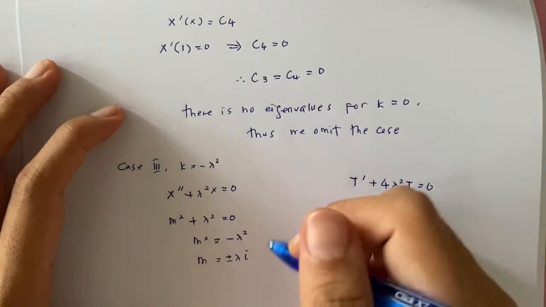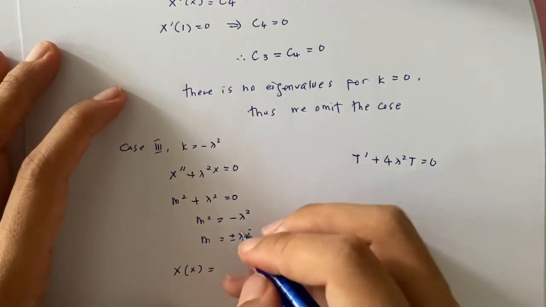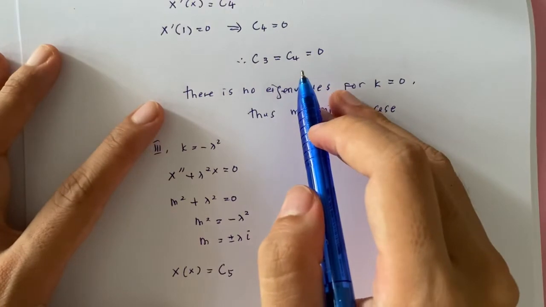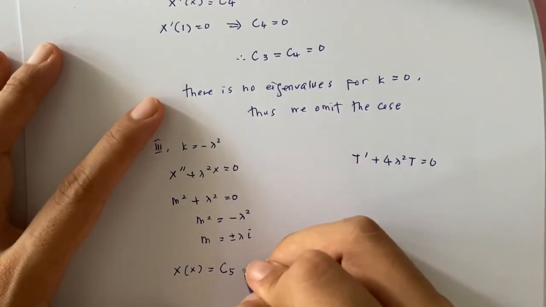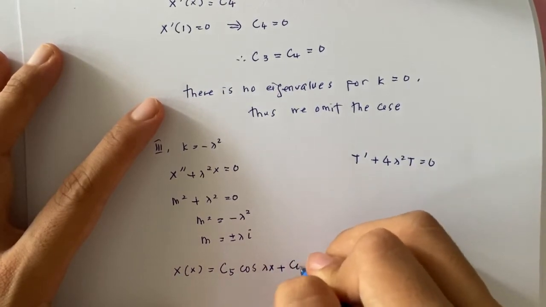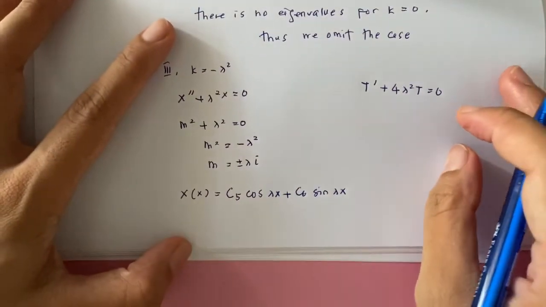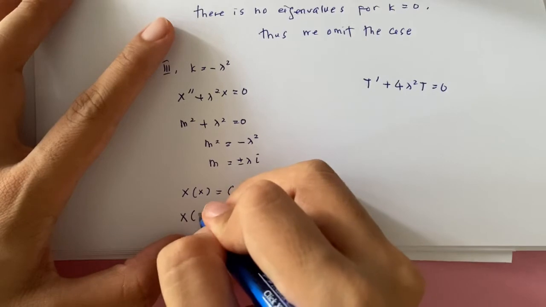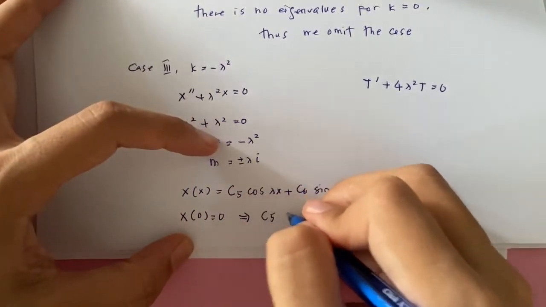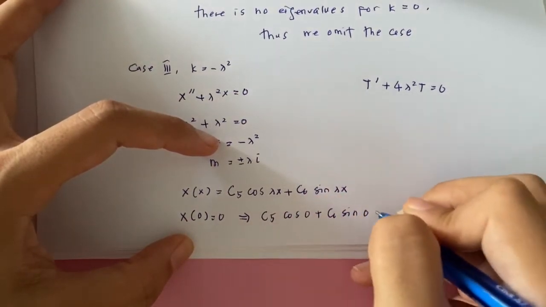Okay, with complex conjugate roots, your x becomes, since a is 0, so you just have c5. We stopped here at c4, so we continue with c5. x equals c5 cos λx plus c6 sin λx. Substitute the first boundary condition, x(0) equal to 0. Then you have c5 cos 0 plus c6 sin 0 equal to 0.